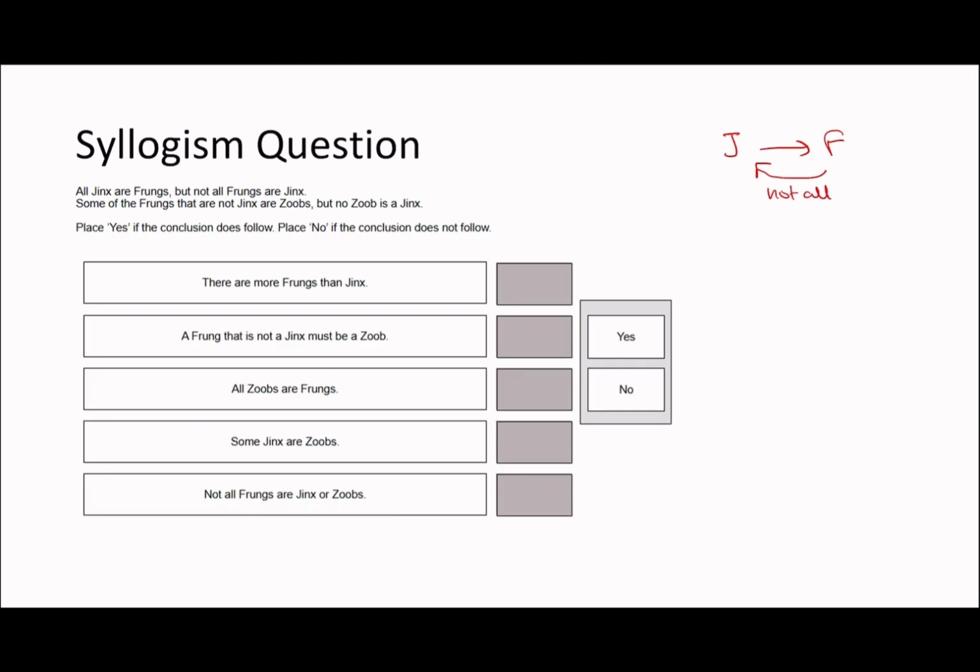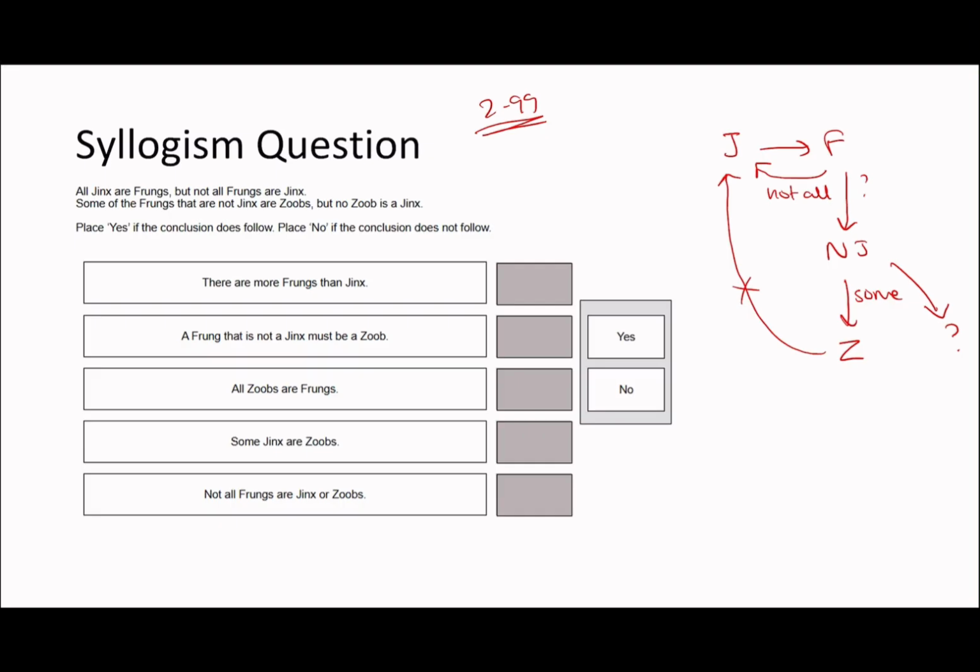Some of the frungs that are not J's are zoobs. So you can say frungs are going to be either J's or they're going to be not J's. We don't know how many that is. But of these, some of these are going to be zoobs. And it says no zoob is a jinx. And remember what we said about the word some is 2 to 99. So one of the other things that's really, really important is to learn the definitions of these words, which once again I've covered in my first syllogism video if you guys haven't checked it out. So some means 2 to 99, which means there's at least one frung that is not a jinx, that is not a zoob. So to represent that, I'm just going to put a question mark here. That just reminds me that something else is going on.